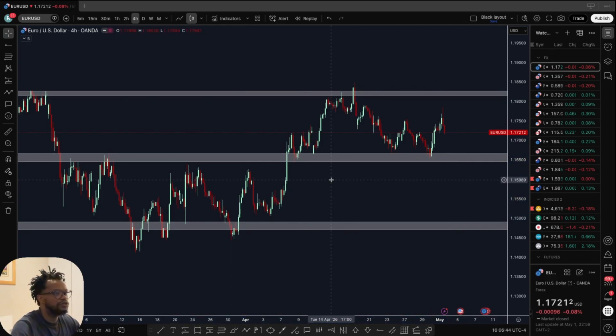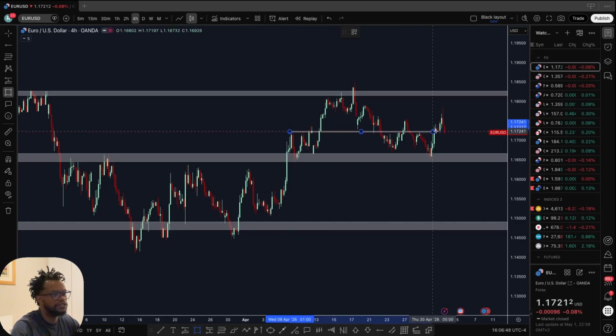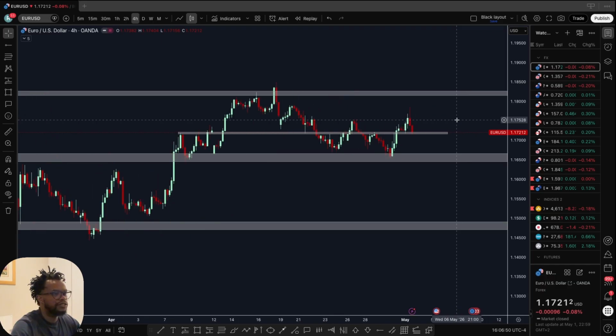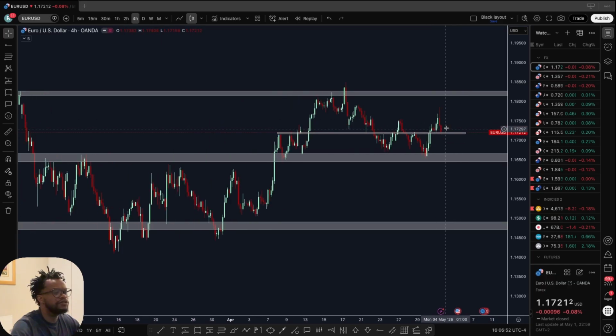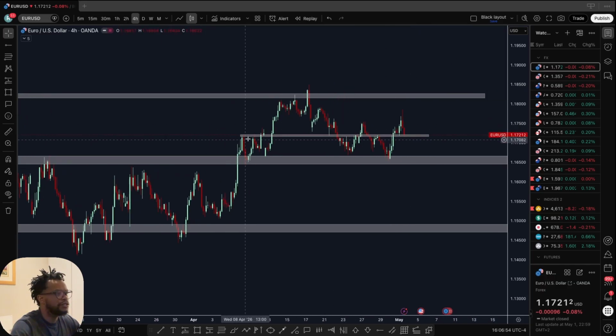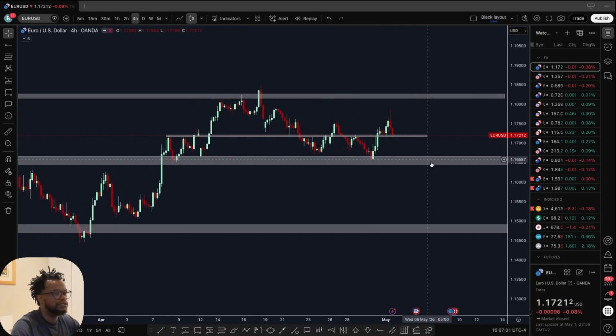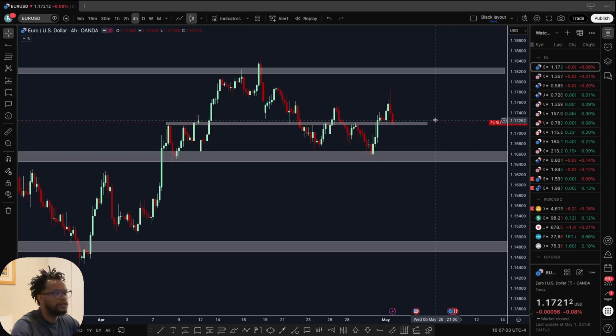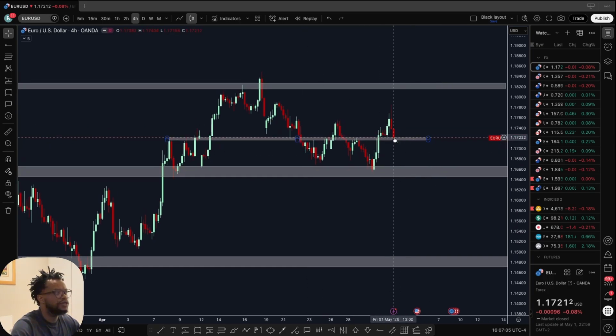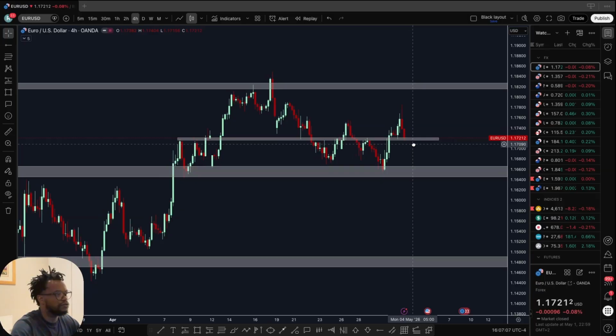So going to the new week, I'm going to be looking at this intermediate SNR zone. You can see there was a lot of rejection at this zone, and I'm going to be monitoring what happens when we open at this level over here, whether price is going to break and come retest the zone again. But I don't believe we're going to do that. I don't like trading these middle of the range zones, because price can go either way. I like making my decisions at these type of levels here.